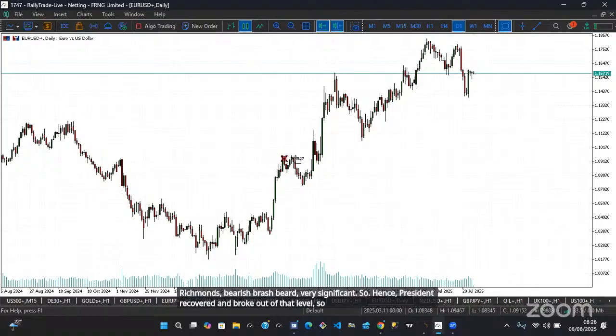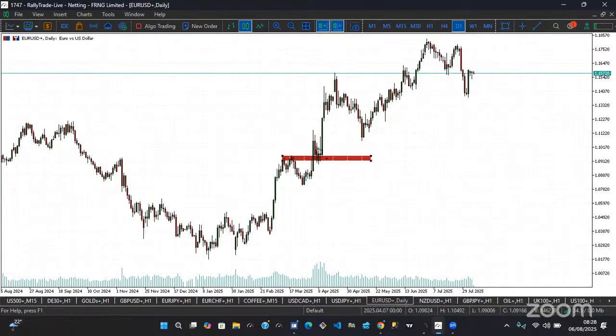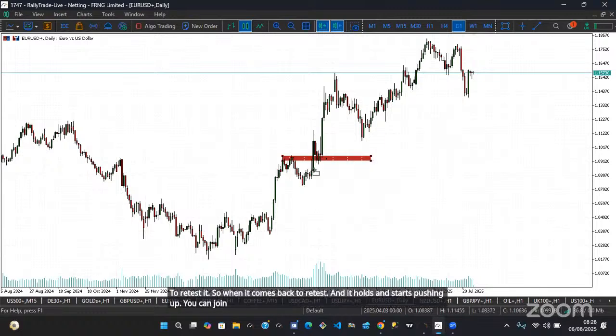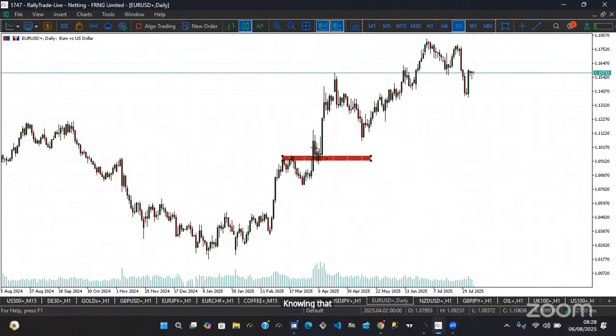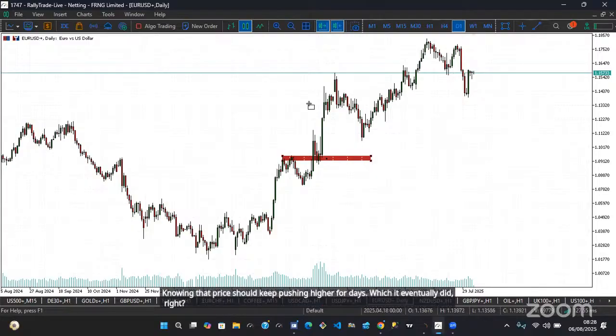So I'll mark this as my resistance. You notice that the moment price broke above, it came back to retest it. So when it comes back to retest and it holds and starts pushing up, you can join at any time. You might not even join that very day. You might join the following day, knowing that price should keep pushing higher for days, which it eventually did. All right. So we want to do the same thing.